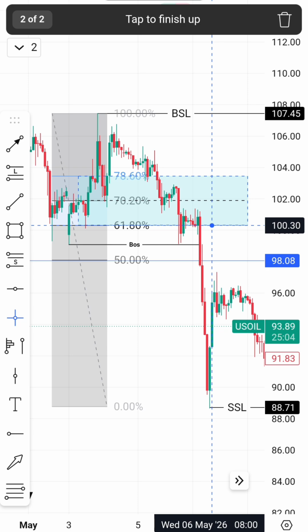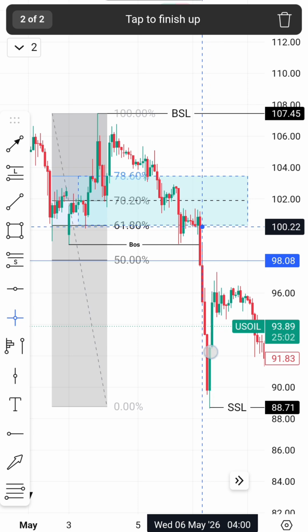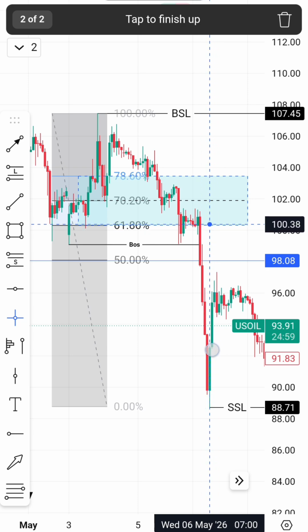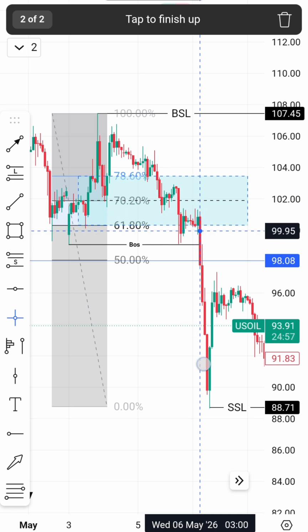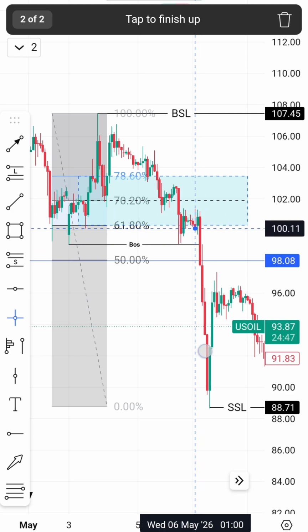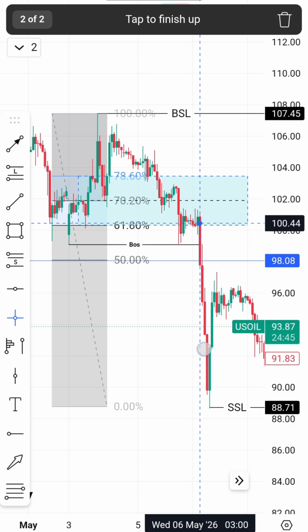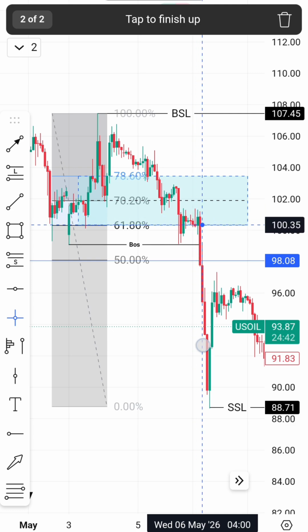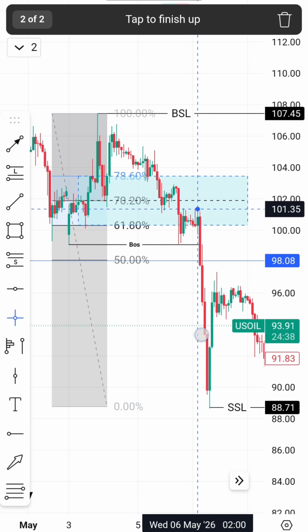But at this zone, personally, I won't enter. Why? Because when I look at this zone, when the market got here, it just dumped. So there is no liquidity here. And many traders will use this as an order block. Once they use this as an order block, they will become the liquidity. Why? This is an inducement zone. There is no liquidity here.